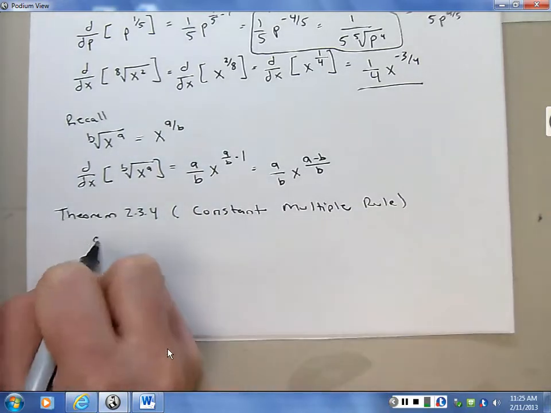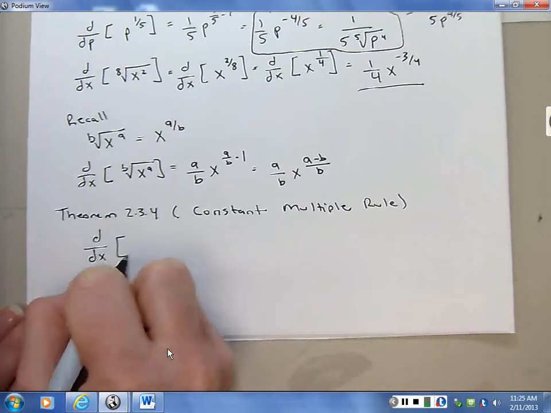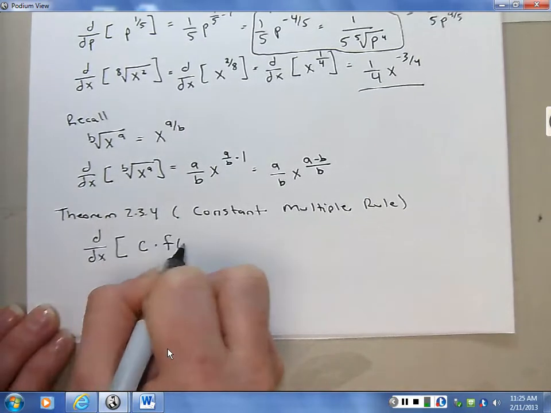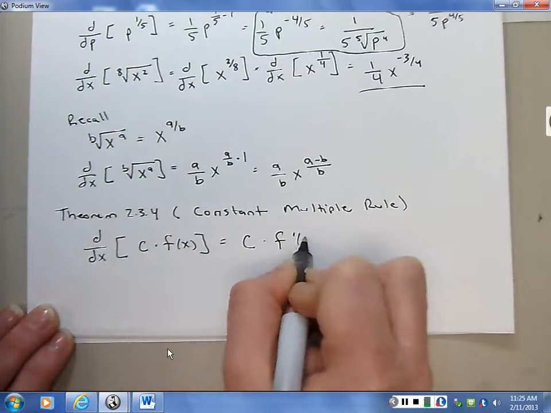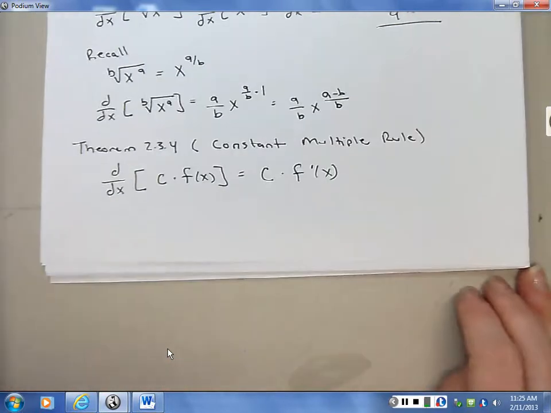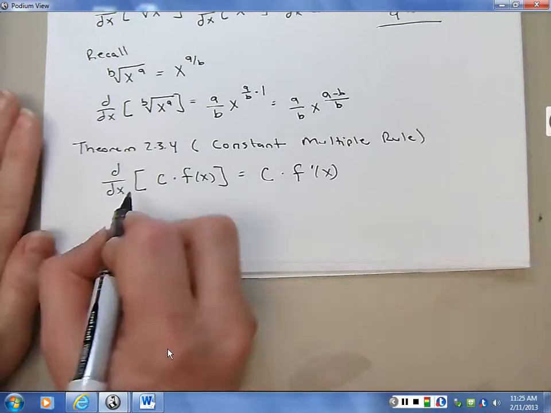If I'm taking the derivative with respect to x of a function that's multiplied by a constant, I can write that as the constant times the derivative of the function. So constants can be pulled out of the function and dealt with later. So let's look at an example.